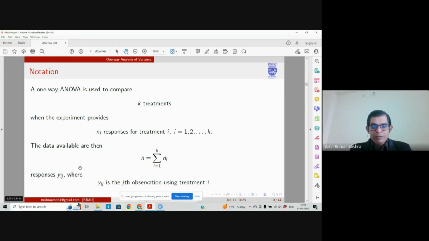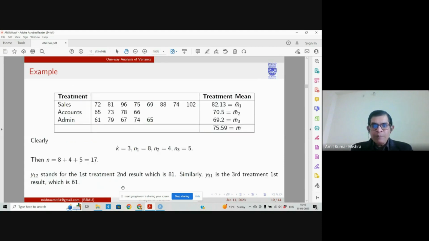And mathematically, we define Yij. This is the response. So Yij means it is the jth observation using treatment i. Okay. For example, sales. If you focus upon this, you can easily see there are three things: sales, accounts, and admin. So our k is 3.